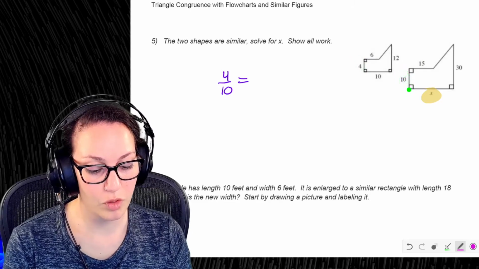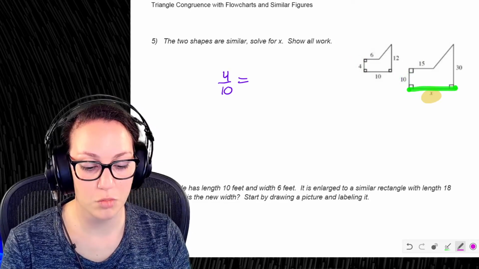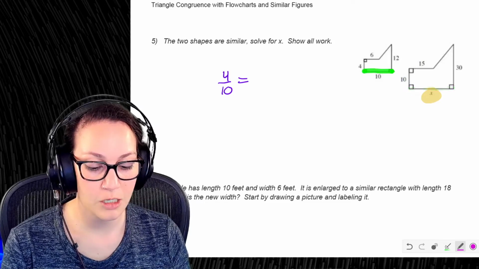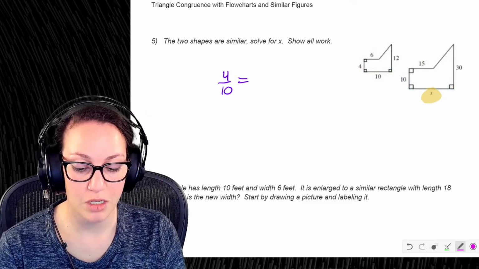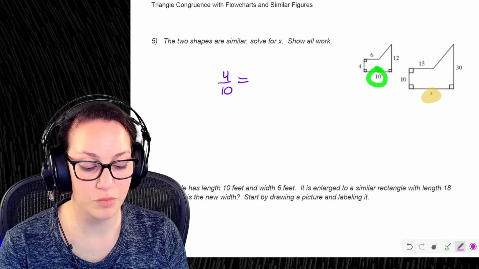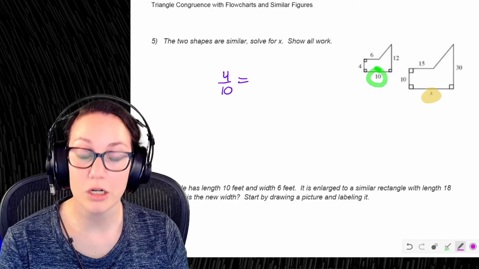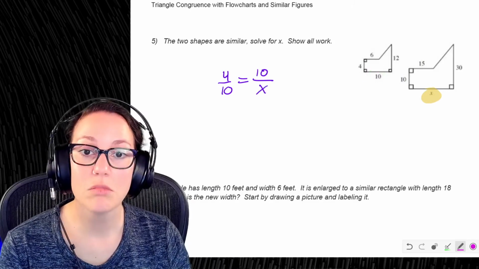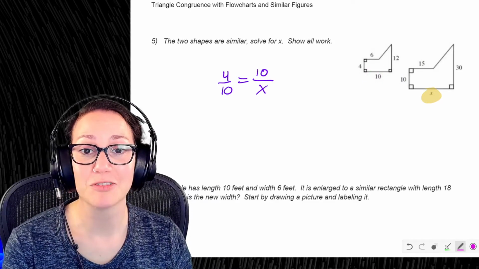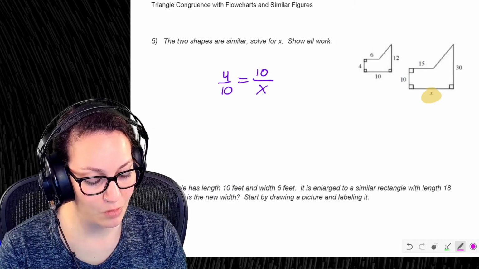Now I'm looking for the base. I'm looking for the bottom there. So I'm going to use this bottom here. And since the 4 was in the numerator in my left fraction, I'm going to put the 10 from the same shape in the numerator for my right fraction. So I'm going to say is to 10 over x. It's a funny noise. Okay.